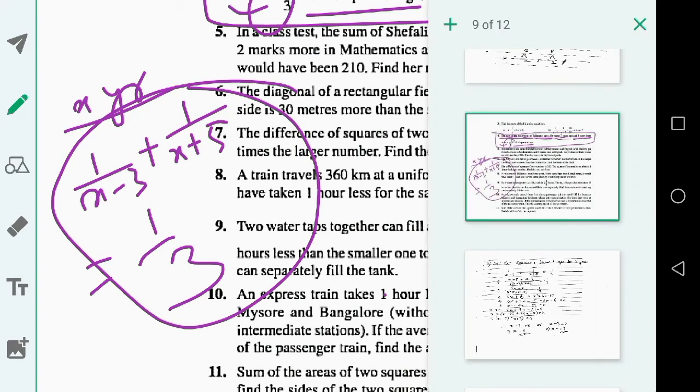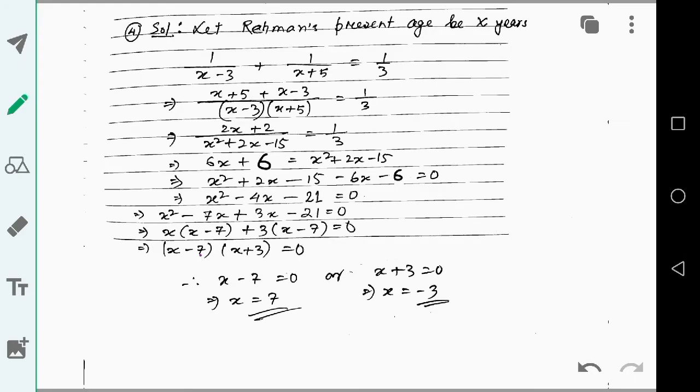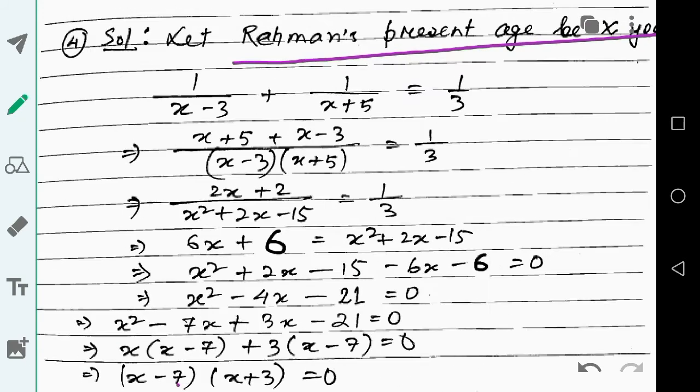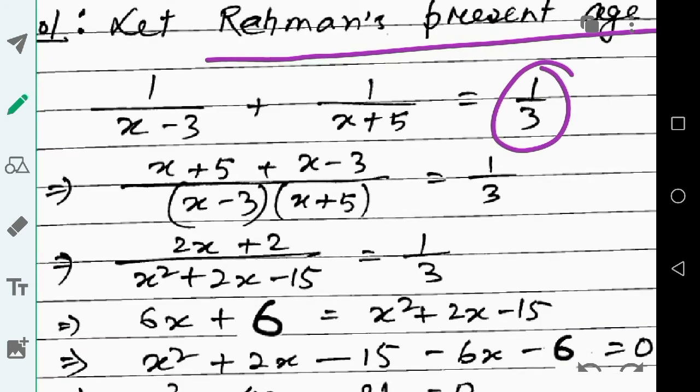Okay, this is the solution of question number 4. I have considered Rahman's present age to be x years, and so 3 years ago he was x minus 3, so the reciprocal is 1 by x minus 3. And 5 years from now he will be x plus 5, so its reciprocal is 1 by x plus 5. So their sum is nothing but 1/3. It is given as 1/3. So now you have to take the LCM here.